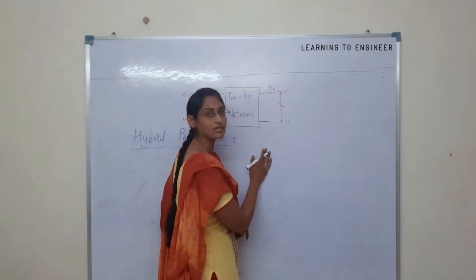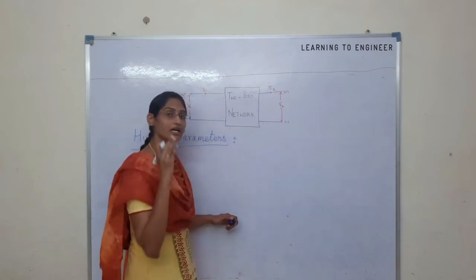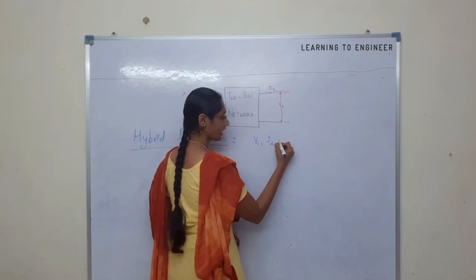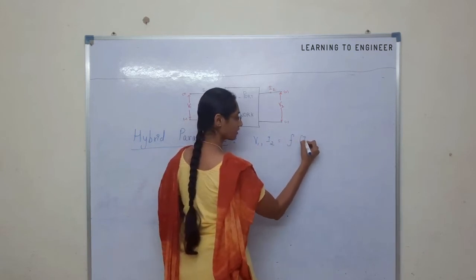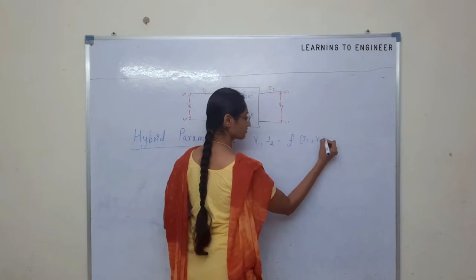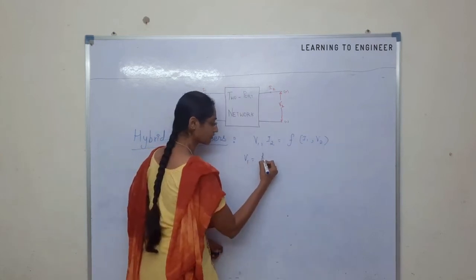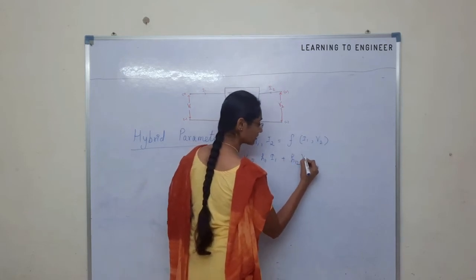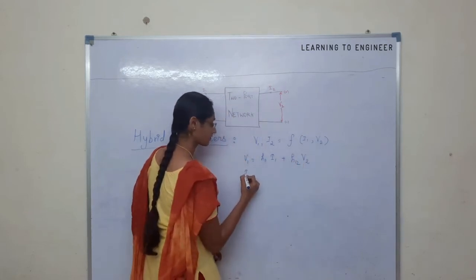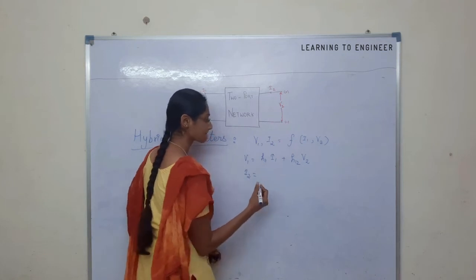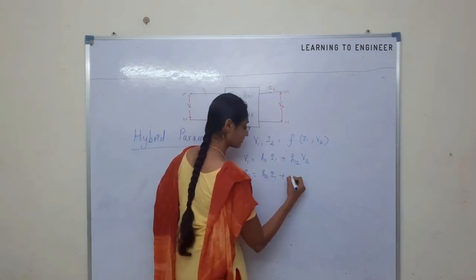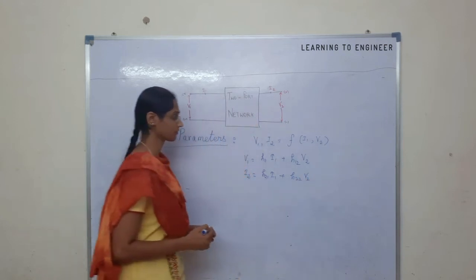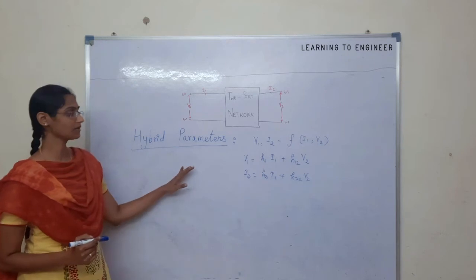In hybrid parameters, we express the input voltage and output current, that is V1 and I2, as a function of I1 and V2. V1 is equal to H11 I1 plus H12 V2. I2 will be H21 I1 plus H22 V2. Okay, this is what hybrid parameters are.